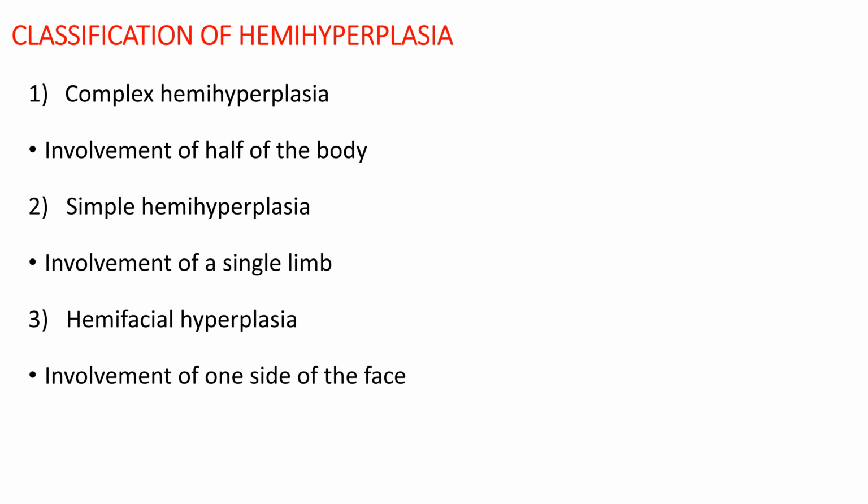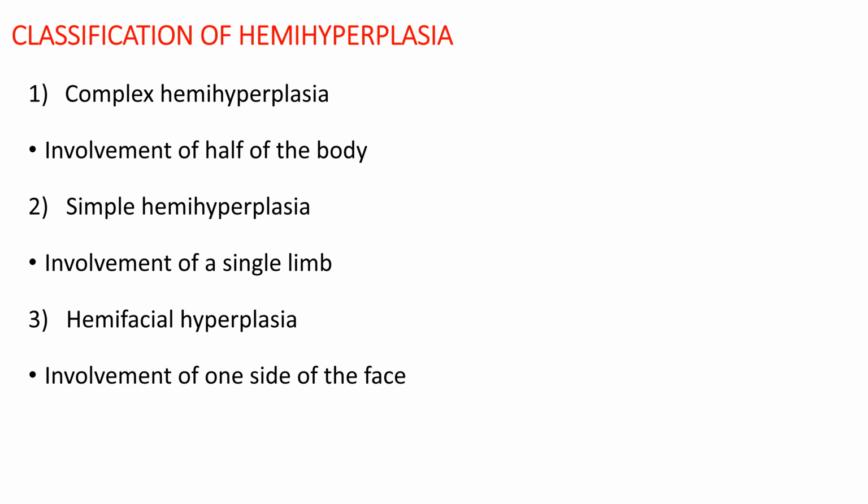Next is classification of hemihyperplasia. Holm et al. in 1998 classified hemihyperplasia into three categories. First one is complex hemihyperplasia, second one is simple hemihyperplasia, and third one is hemifacial hyperplasia.